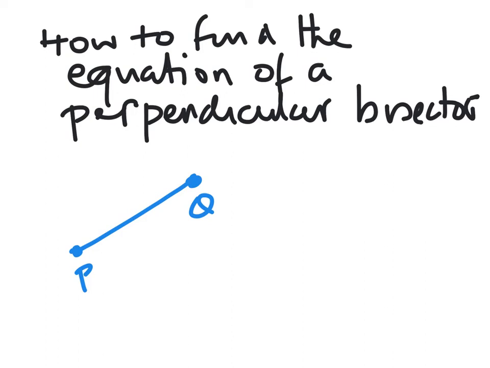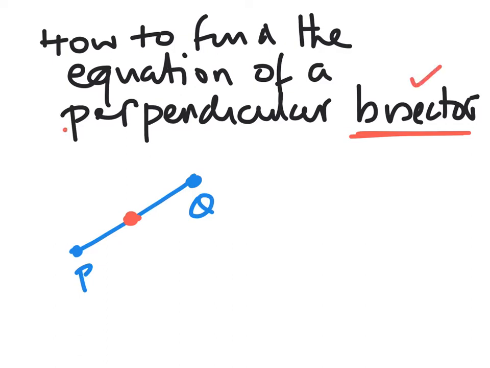Okay, so how do we find the equation of a perpendicular bisector? First of all, we need to understand what a perpendicular bisector is. Now, the second word, bisect, means cuts it in half. So if I've got these 2 points here, points P and Q, then I need to find the midpoint between them. So that's the bisect part taken care of.